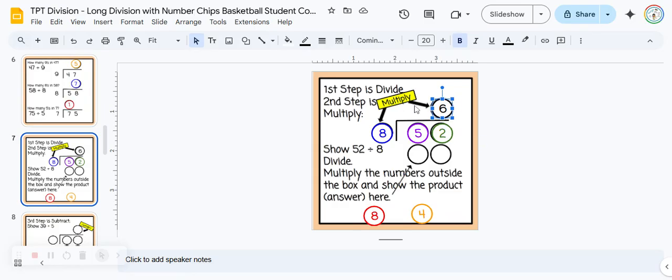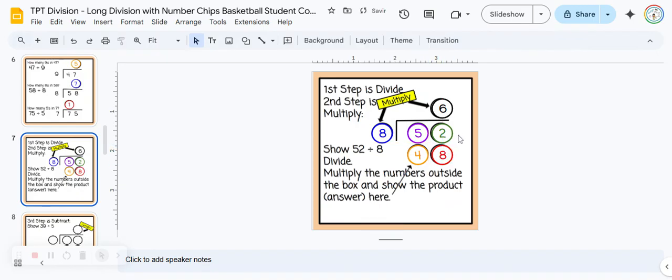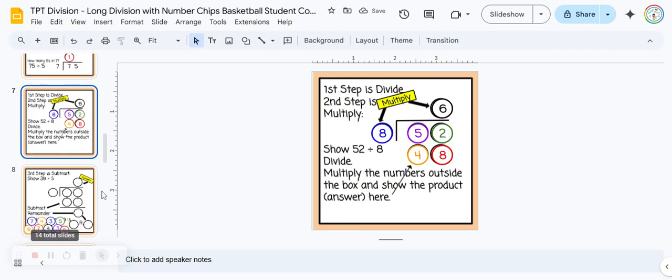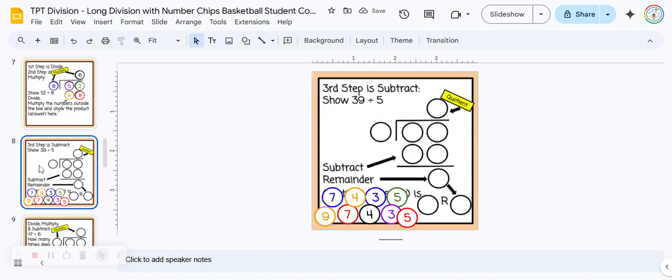So then the second step is to multiply. They're going to multiply these numbers outside the box, 8 times 6, and get 48. So that's just the first 2 steps. Place the numbers, divide, and then multiply. Now the next slide has a different problem, okay?